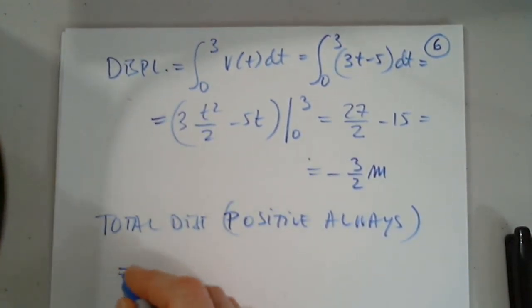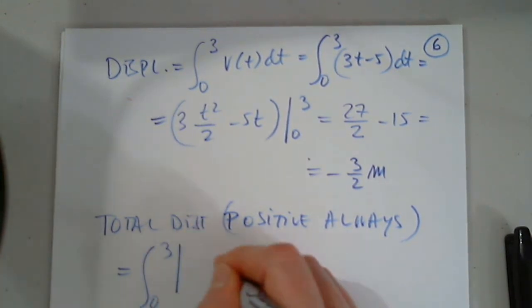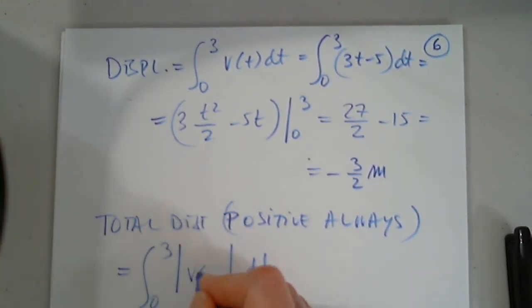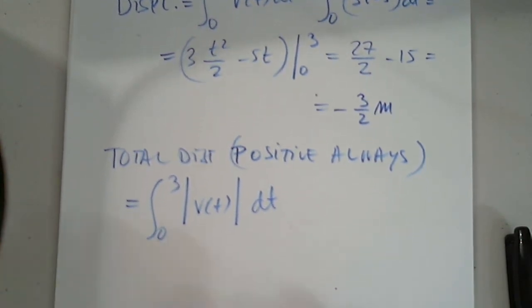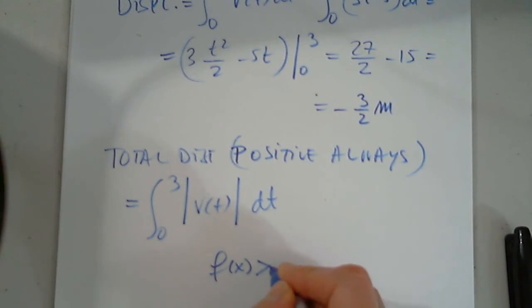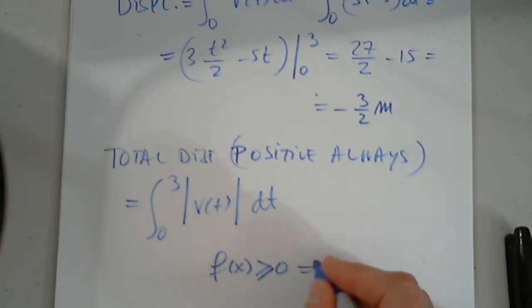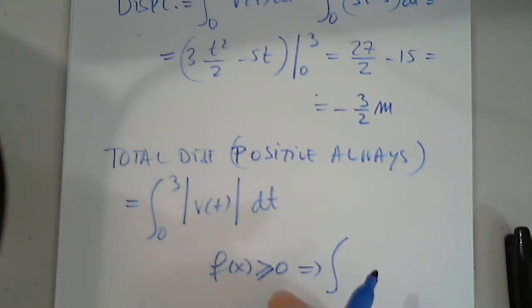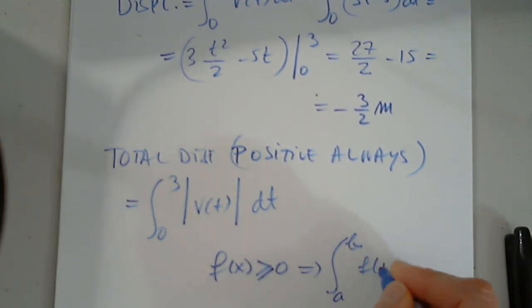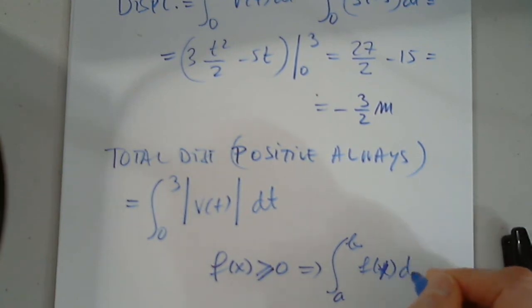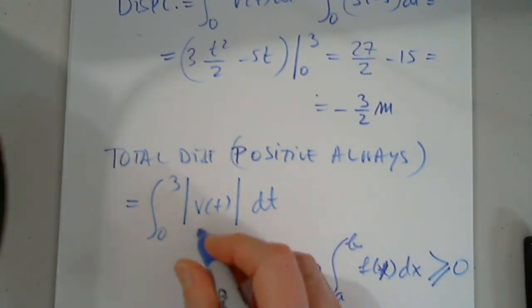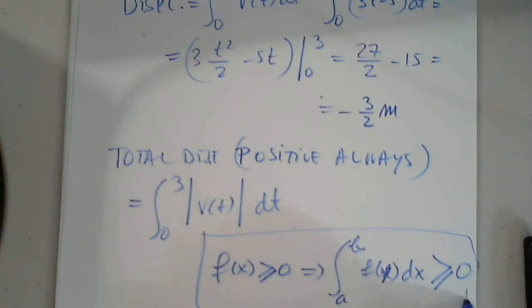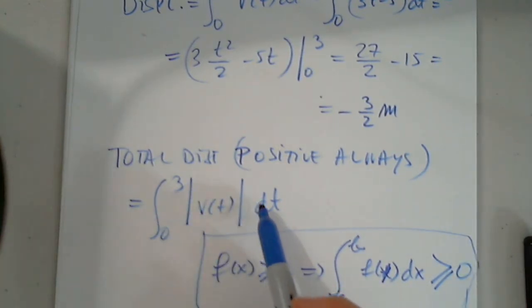Why? Because it will be the integral from 0 to 3 of the absolute value of v of t dt. And there is a property of the definite integral. So if a function is positive or 0, then its integral between whatever a and b you want, of f of x dx, will always be positive or 0. So if this is positive, this answer will always be positive.